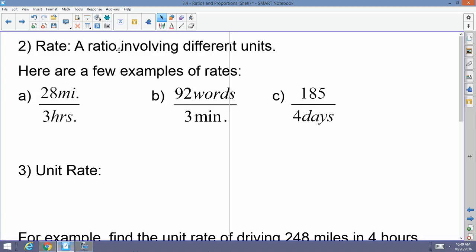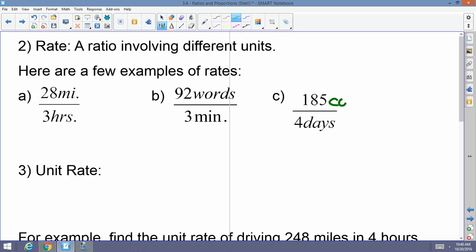185 in 4 days. I don't even know what I was trying to put there. 185, let's say, okay, cookies. Yeah, let's do it. I like that one, though. 185 cookies that you ate in 4 days. You are not a healthy person then. You are not a healthy person by any stretch of the imagination. No, but I'm just joking.